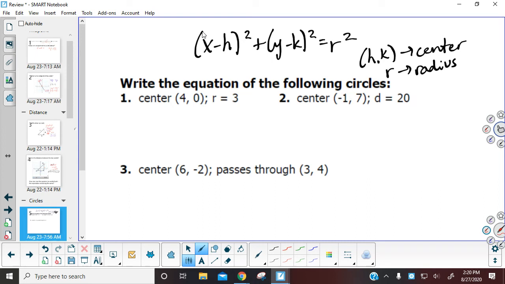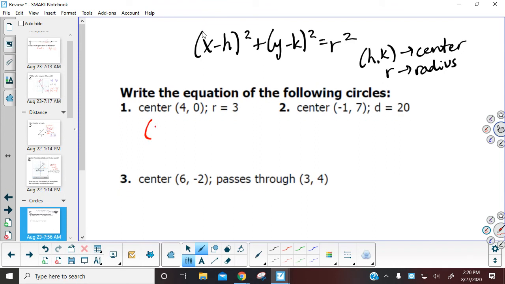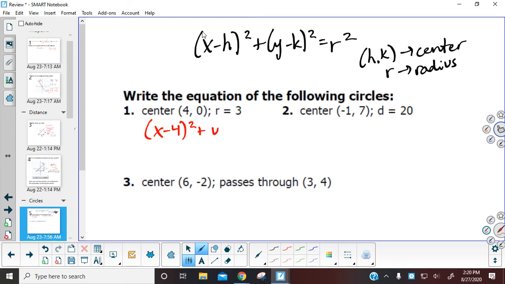Your center is 4, 0, so you have x minus 4 squared plus, and then you have y minus 0, but y minus 0 is just y, so we don't have to worry about the minus 0 part. And then it equals your radius squared. Well, we know the radius is 3, so 3 squared gives us 9. When we look at the next one, it's the same concept.